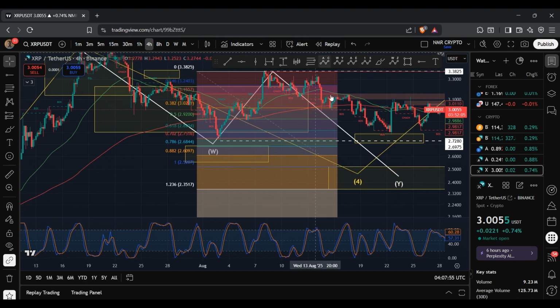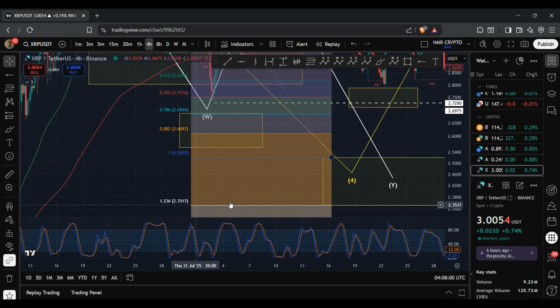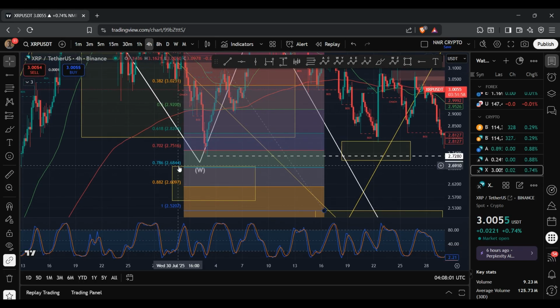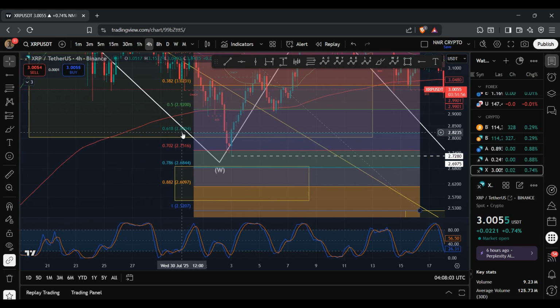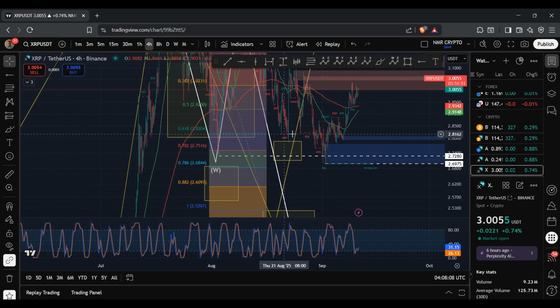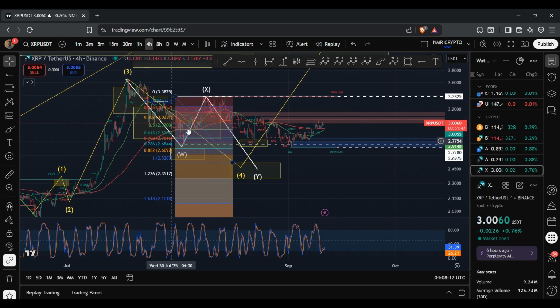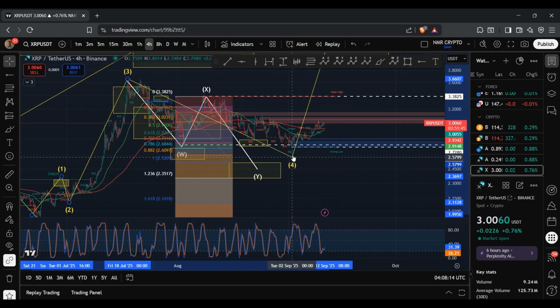And so, yeah, what you can see is this range sits within the typical range for the Y wave, which is anywhere between 1 to 1.226. And the minimum requirement, which is this over here, sits at $2.8204, which we ended up exceeding, as you can see. So it's very much possible that we completed this WXY structure to form the wave 4.